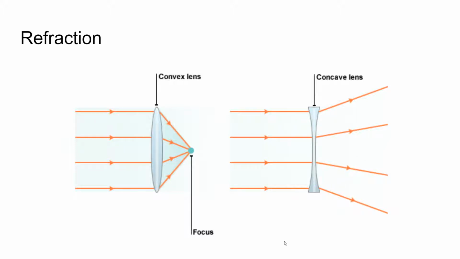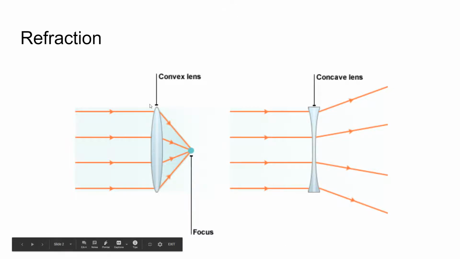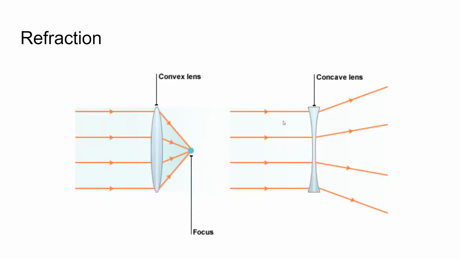All right, there are two kinds of lenses that we'll talk about. There's a convex lens, which our eye contains, and there's concave lenses, and I can tell the difference between them because concave are caved in the middle. That's how I tell. The concave lens causes light to diverge, whereas convex lenses cause them to converge.